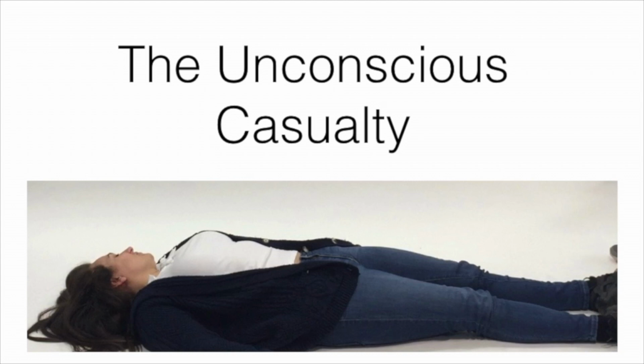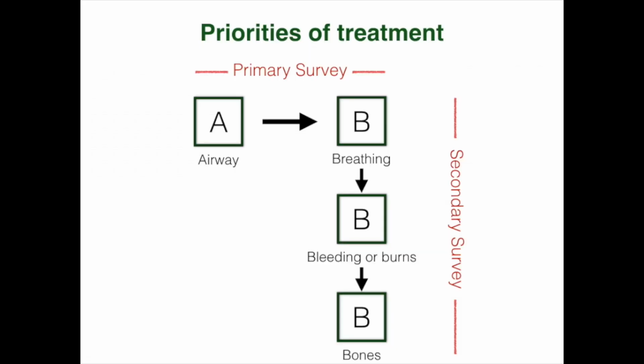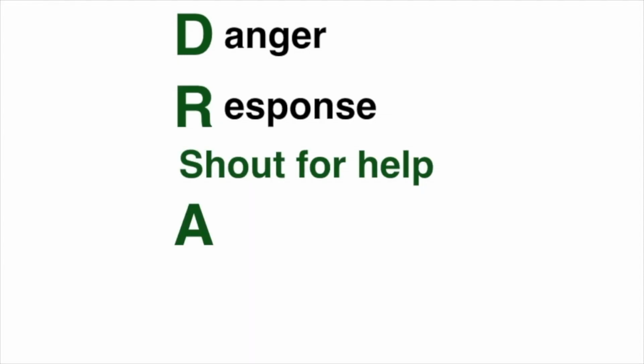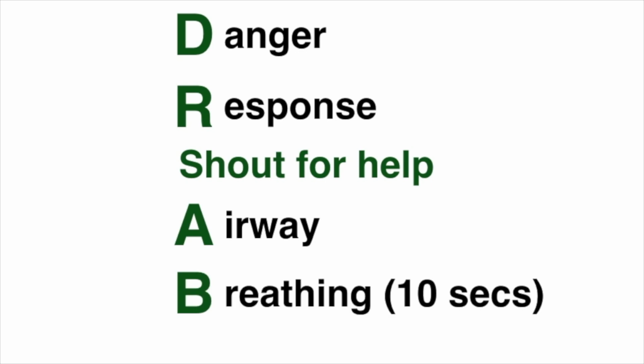Unconscious casualty. When you come across an unconscious casualty, you must complete the primary survey. The primary survey can be broken down into DRAB: D for danger, R for response, shout for help, airway and breathing. Let's put all those things together now.